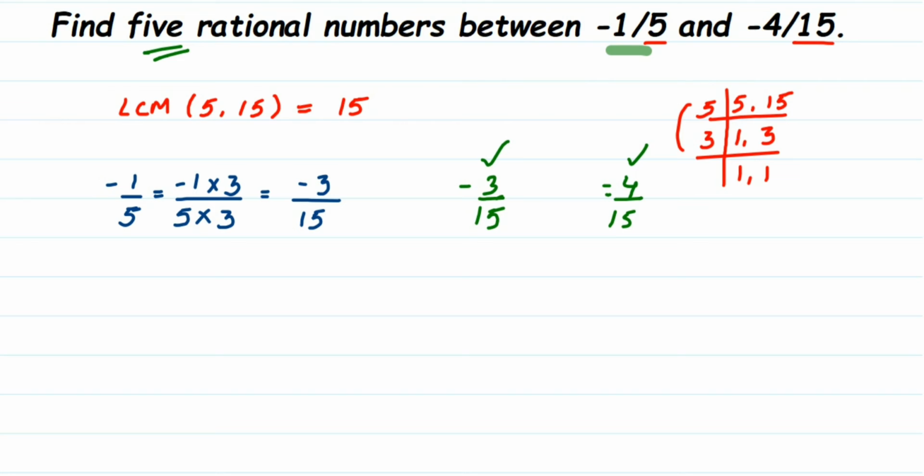But there's no numbers we can find between them. So how to do this? Now there are infinitely many rational numbers between two rational numbers. Okay, there are many rational numbers between, but we have to just find any 5 between them. How to do it in that case?